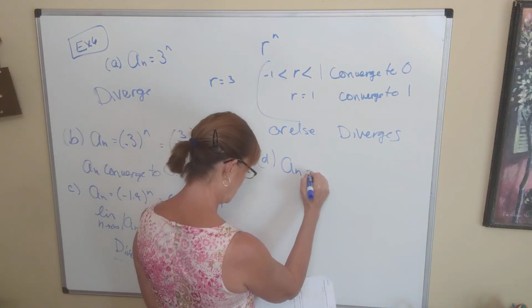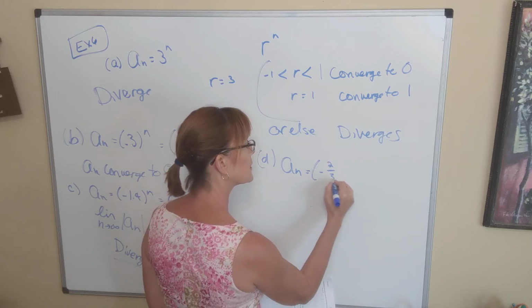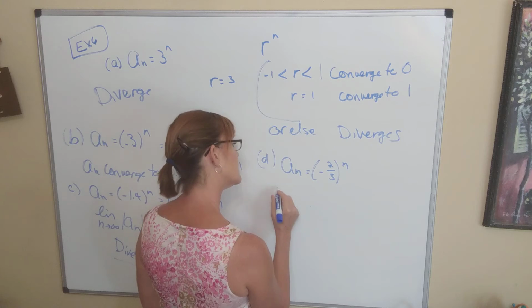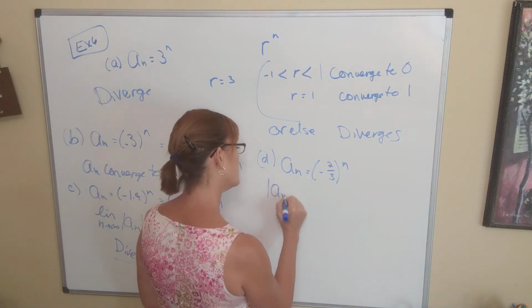Okay, a sub n is equal to D, the last one here. A sub n is equal to -2/3 to the nth power. All right. This is also alternating, so let's consider the absolute value of a sub n.